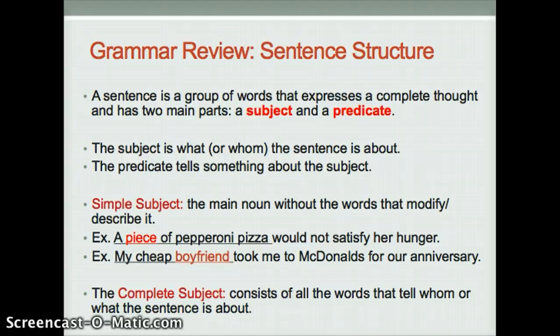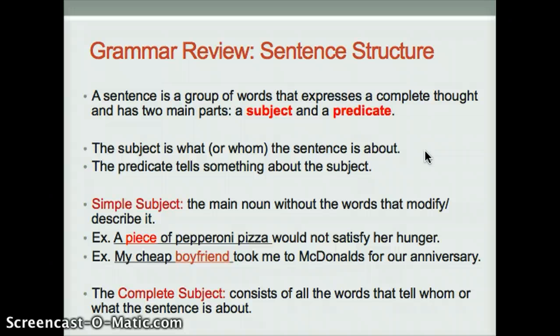So when we think about sentence structure, the basic components that make up a sentence, we can break it down into two parts, the subject and the predicate. And this is really the basic elements of a sentence. So every sentence has to have a subject. So this is what or whom the sentence is about.